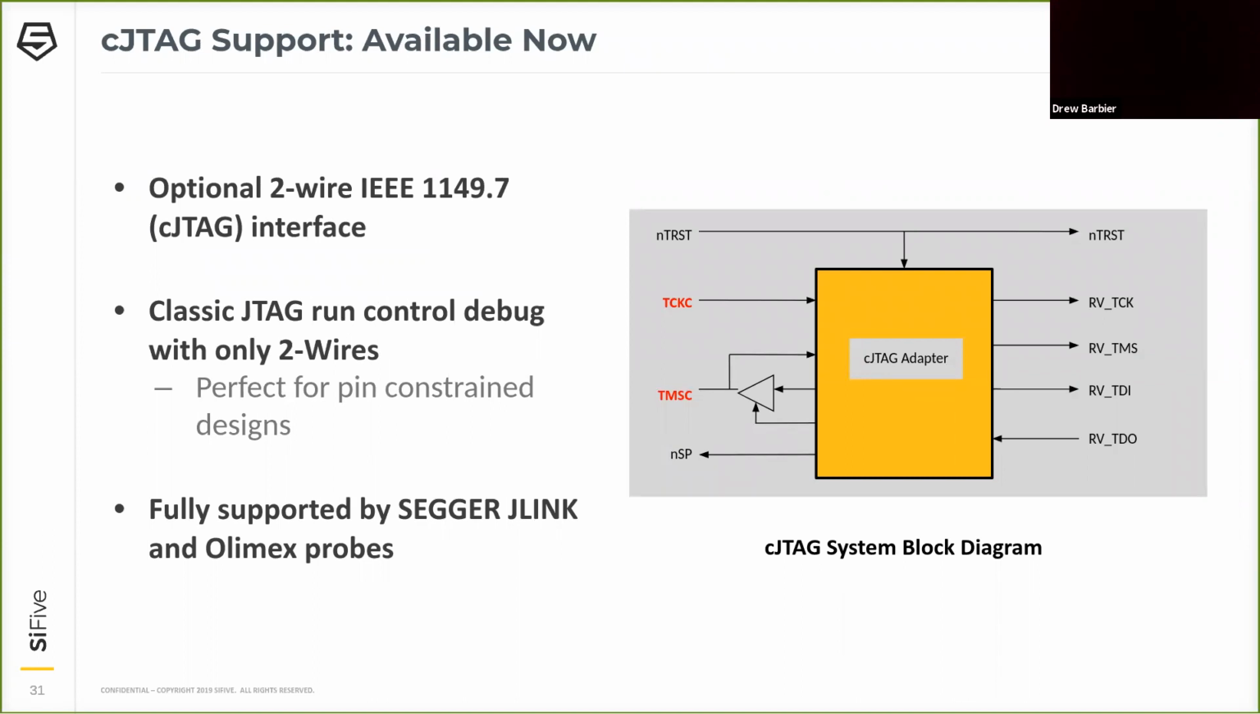The 2 series also supports compact JTAG for debug. So in addition to standard JTAG debug, for pin-constrained devices, we support the IEEE 1149.7 standard, which defines a 2-wire JTAG interface. And this is fully supported with our developer environment, whether you're using Freedom Studio with Olimex probes, or if you're using third-party probes like Segger J-Link.